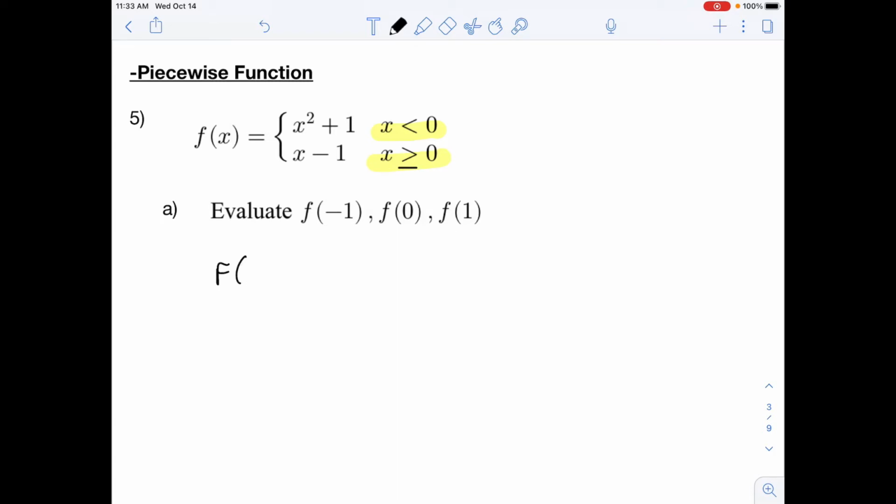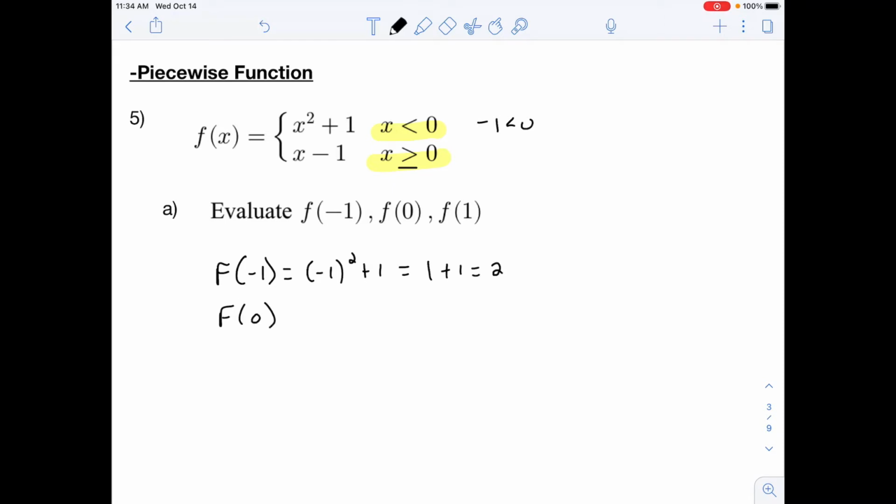All right, so let's take a look at evaluating. If I want to find f of -1, the first thing I need to do is figure out which function I am going to use. Well, -1 is less than 0. So therefore, I'm going to use this function here, x squared plus 1, evaluating it at -1. So -1 squared plus 1, which gives me 1, because -1 times -1 is 1, plus 1, which is equal to 2. So f of -1 is equal to 2.